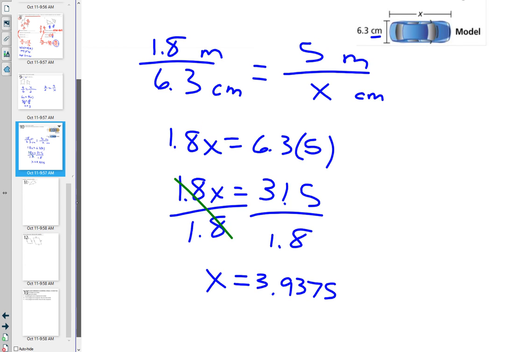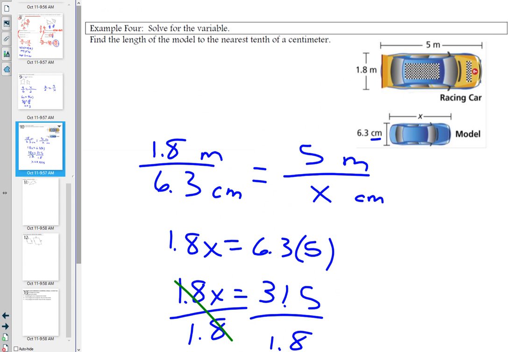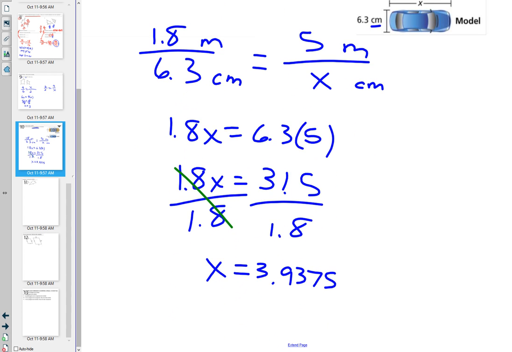A lot of times, these type of problems on standardized tests will tell you to round. Perfect, look at that. I didn't even read it and I knew it. I've done so much of these that they're actually telling you to round. So to the nearest tenth, what is going to be the nearest tenth? 3.9. So this equals sign changes to a little squiggly, wavy line, because that means approximate. That tells the person reading it that you rounded.